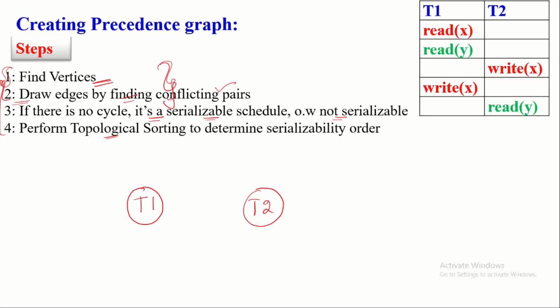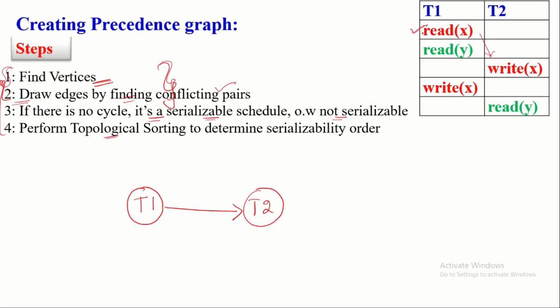Here, to draw an edge between the transactions, we have to observe which transaction first performs the conflict operation. For that, we have to check all the instructions in the schedule one by one. So let us take the first instruction, that is the read operation on X. We know that read on X conflicts with write on X. So we have to check whether that write on X is done by T2 or not. Yes, of course, write on X is done by T2. So we have to draw an edge starting from T1 to T2. Accordingly, we draw an edge from here to here.